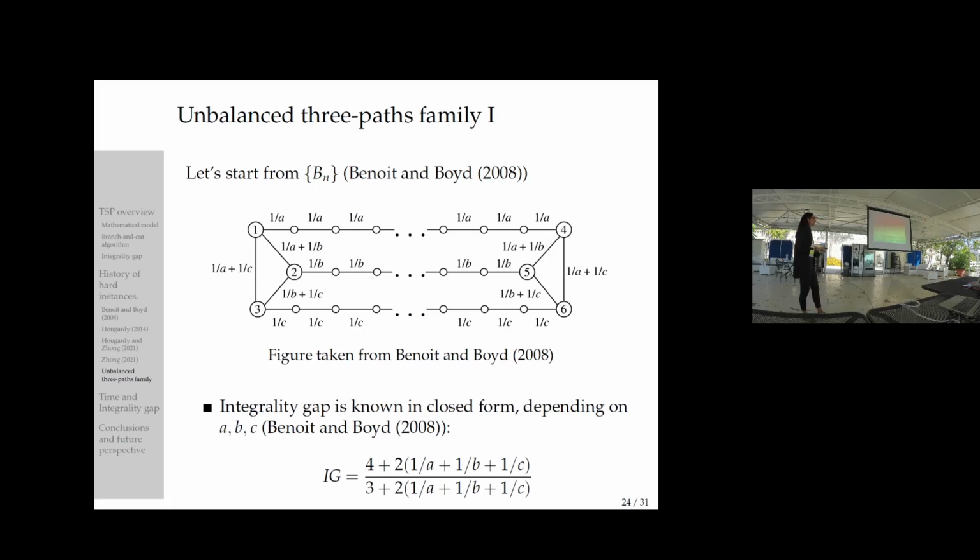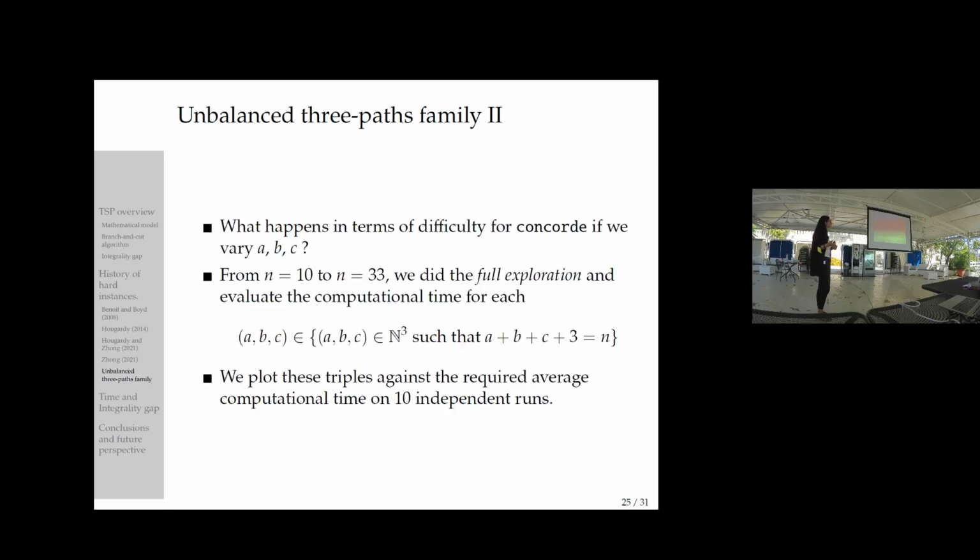Okay, last one, the instances we're working on. Let's pick again the graph provided by Benoit and Boyd, for which, as they were able to prove and as I have already said, the closed form of the integrality gap is known. And we ask ourselves what happens in terms of difficulty, so solvability computationally, I mean. What happens in terms of difficulty for Concorde if we vary A, B, and C? What I did is a full exploration from n equal to 10 to n equal to 33. I tried basically all the possible combinations, and I tried to see if there are some regularities.